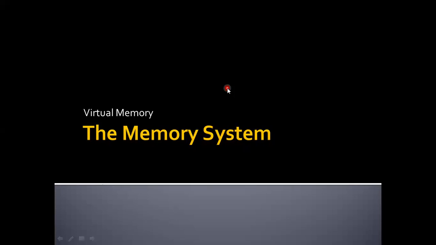Suppose the main memory is not sufficient, then what can we do? We use secondary storage devices. What are the secondary storage devices? Hard disk, CD drives, floppy disk, magnetic hard disk, optical disk. These are all external devices which are used to store extra information in our computer.